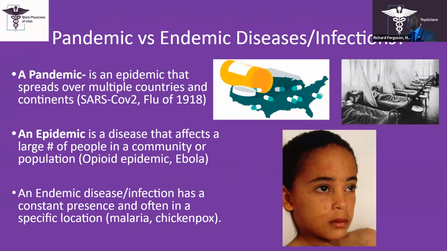And I'm going to allow time for questions and answers here, but what I kind of want to review briefly is pandemic versus endemic diseases and infections. So as we can see here, a pandemic is an epidemic that spreads over multiple countries and continents. That's SARS-CoV-2. Also, flu of 1918, as we can see on the top right. That's everyone that was in these large field hospitals in New York that they did out of schools and auditoriums, because there were just so many thousands of people getting sick at once.